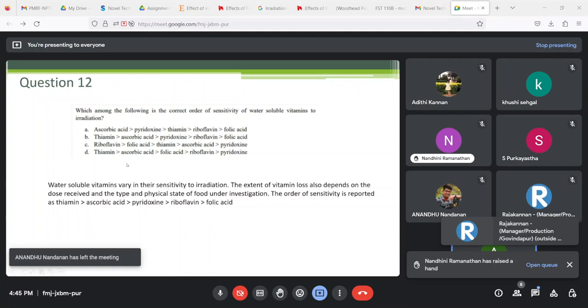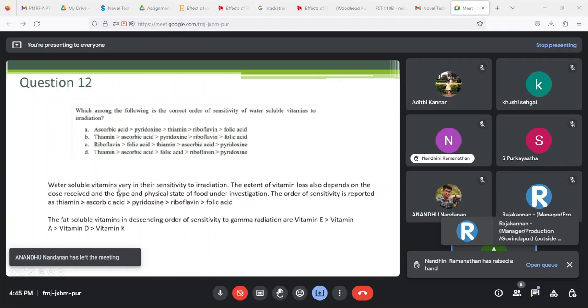The order of sensitivity as per the WHO reports and other studies is that thiamine is most sensitive, followed by ascorbic acid, pyridoxine, riboflavin, and then folic acid. In fact, the degradation of thiamine is used as a test to figure out how much your food has been irradiated or how much of your nutrient content has been lost. It is often used to figure out how much nutritional quality the food has left. This is for water soluble vitamins, according to the WHO.